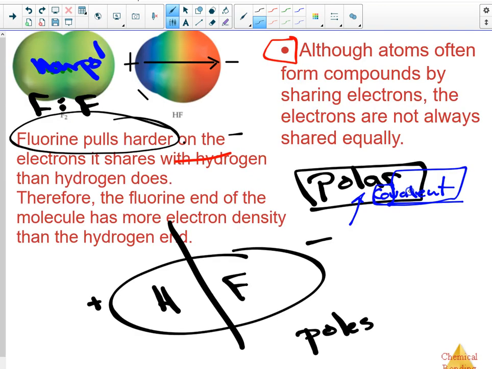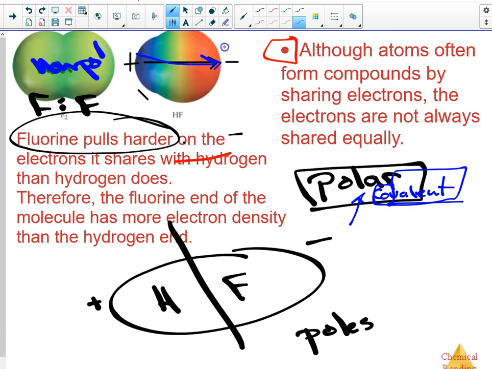although atoms often form compounds by sharing electrons, the electrons are not always shared equally. So for instance, fluorine will pull harder on the electrons it shares with hydrogen than hydrogen does. Therefore, the fluorine end of the molecule has more electron density than the hydrogen end. All right? So you're more familiar with H and O because everyone knows water is polar. But it's the same idea. What will happen is the one that is more electronegative pulls the electron to that side.